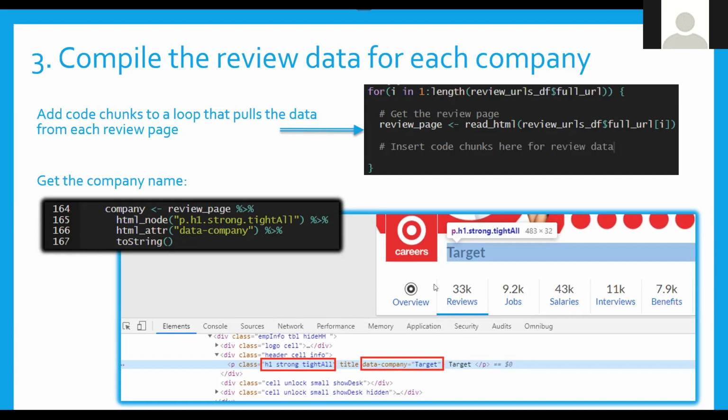So the first thing we want to get on each review page is the company name. So here we can pull the node that corresponds to this H1 strong. Then we want to get the attribute data company. And if we pull that, it's going to return Target for us.